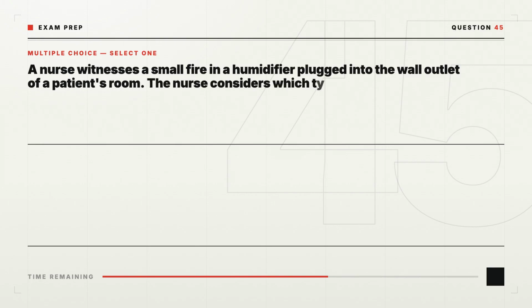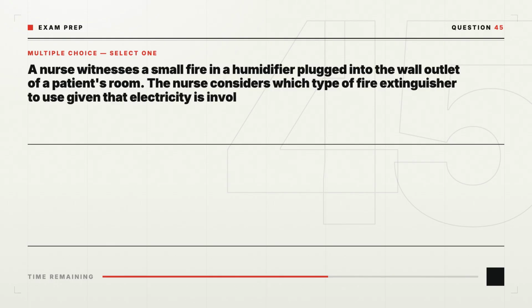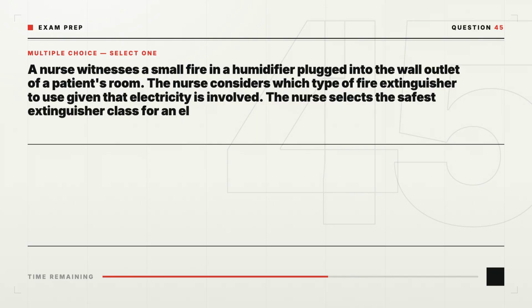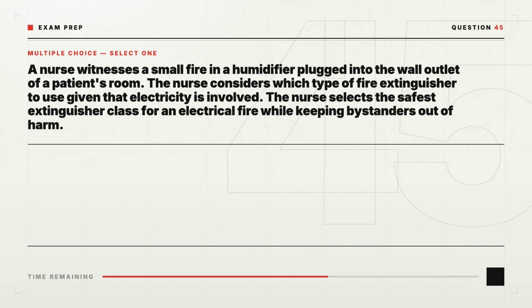Question 45. A nurse witnesses a small fire in a humidifier plugged into the wall outlet of a patient's room. The nurse considers which type of fire extinguisher to use, given that electricity is involved. The nurse selects the safest extinguisher class for an electrical fire while keeping bystanders out of harm.